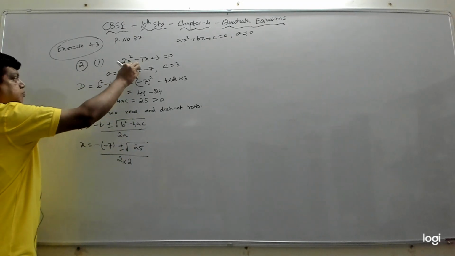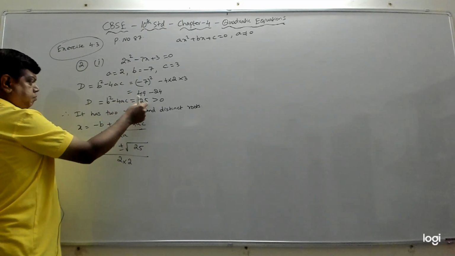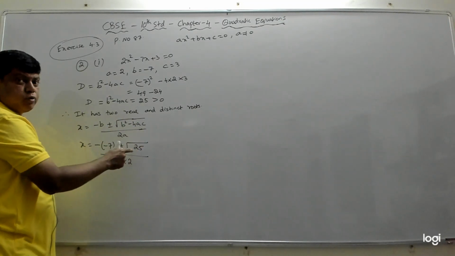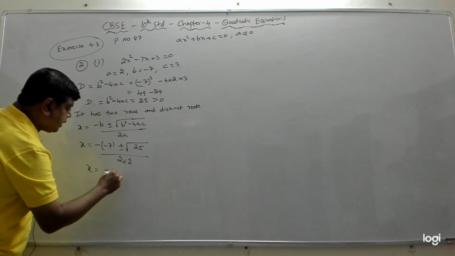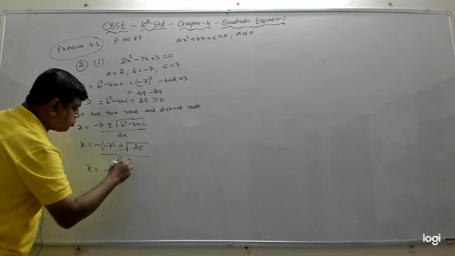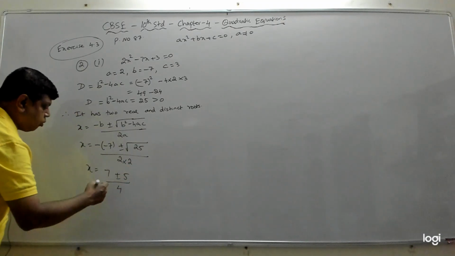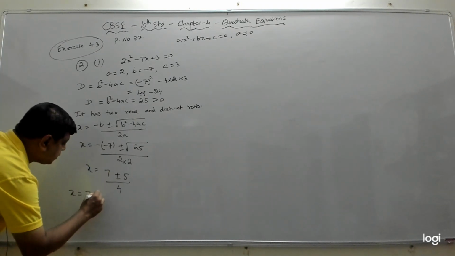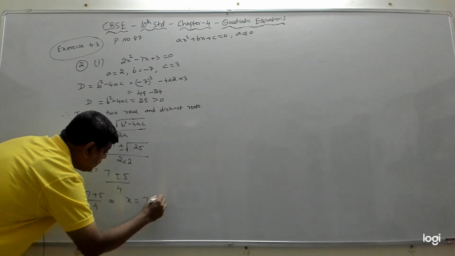So we are just substituting all of them here, a, b and all. We are just putting 25 in the place of b square minus 4ac because we already calculated it. So x becomes minus of minus 7 is plus 7, plus or minus square root of 25 is 5, by 2 into 2 is 4. Now here it branches into two parts. Either x is 7 plus 5 by 4, or x is 7 minus 5 by 4.